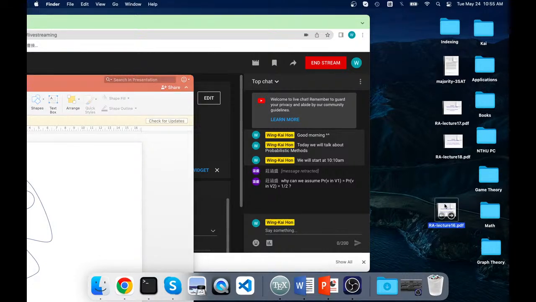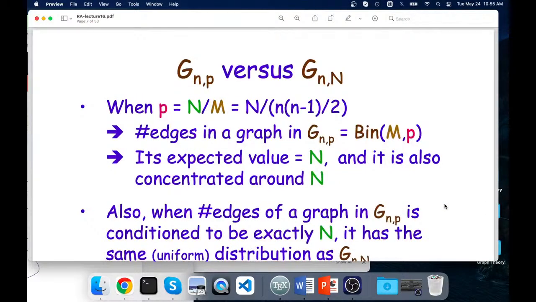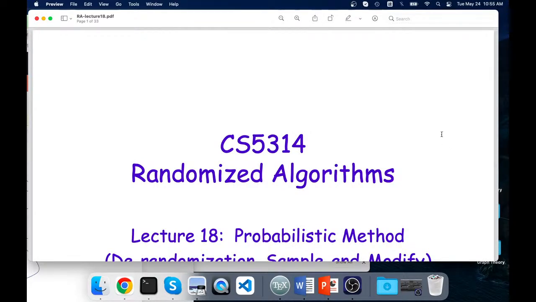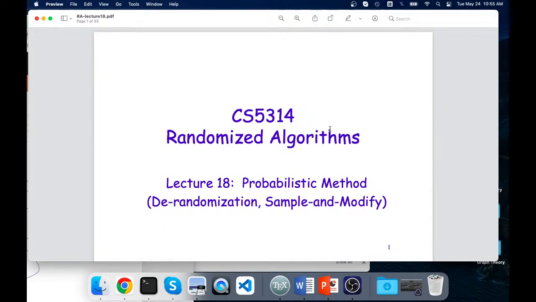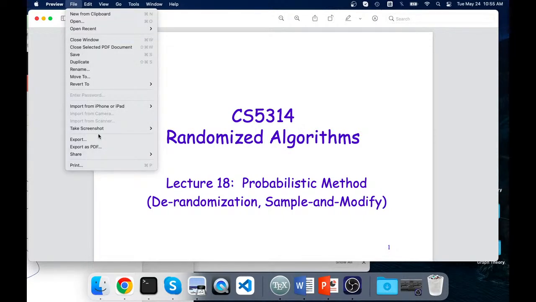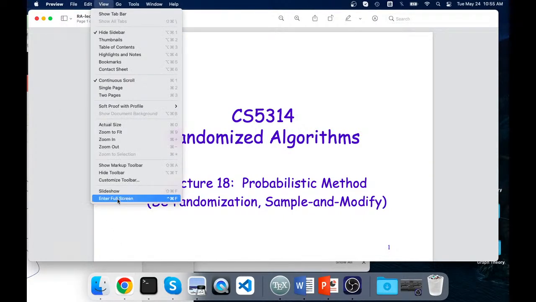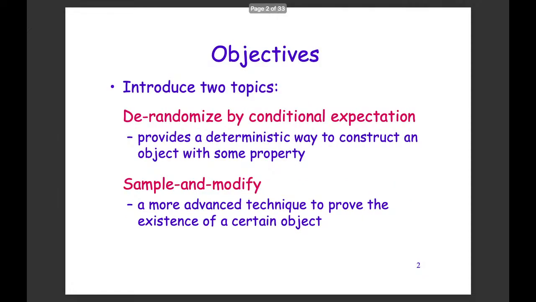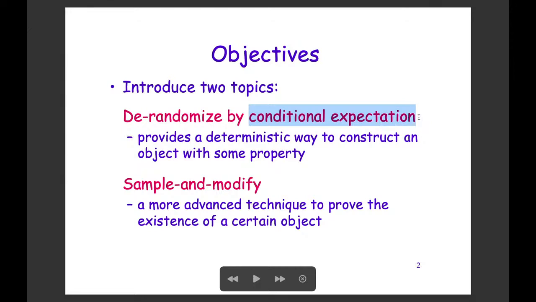But let's see. So we have the large cut problem, right? And, sorry, we have the max set problem. Actually, we have a randomized algorithm for them, but for these two problems, we can turn the randomized algorithm into a deterministic algorithm. So we are going to talk about something called de-randomization, making something randomized into deterministic. We are going to use conditional expectation to help us make our decision.